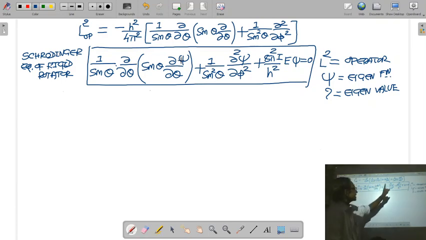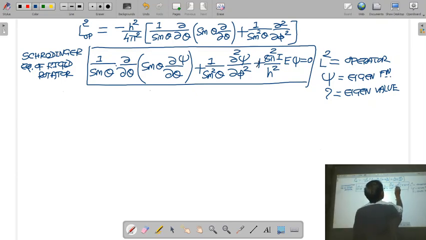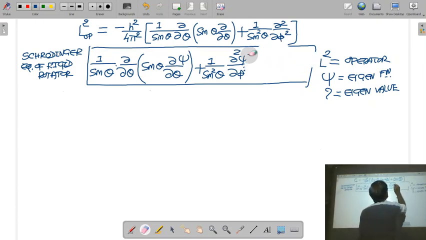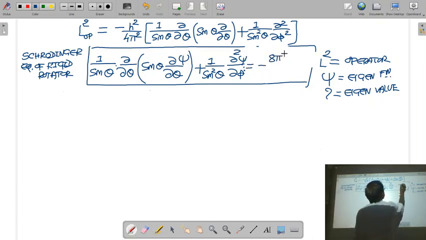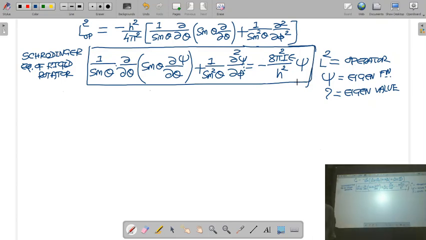Okay. Now I am taking this on right side. If you take the last term on right side, it will be minus 8 pi square I E upon h square psi.